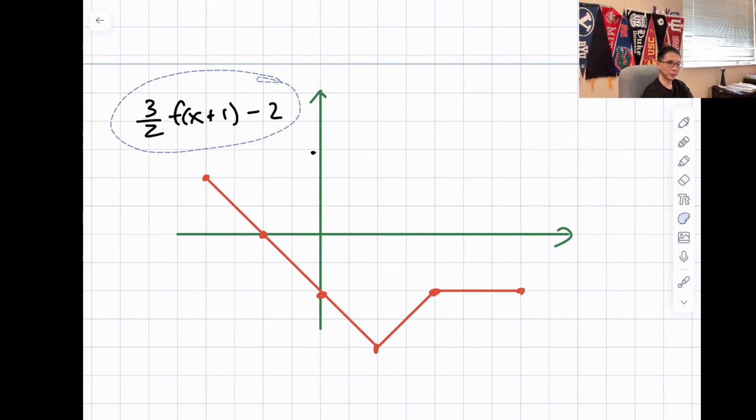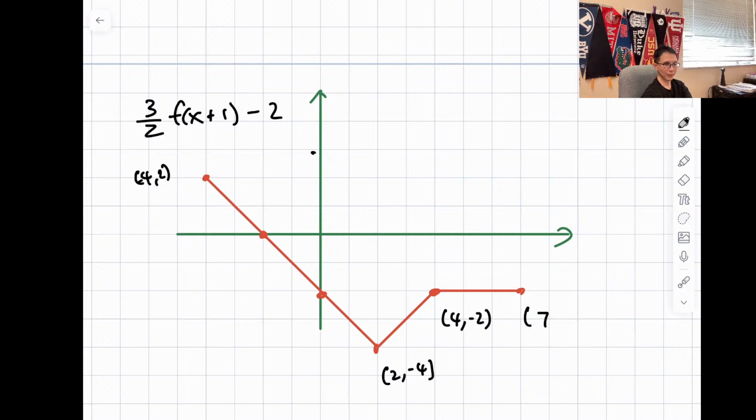So I'll write down these coordinates for you just in case. This one is -4, comma 2. And this one is 2, comma -4. And this one is 4, comma -2. And this one is 7, comma -2. -4, comma 2, 2, comma -4, 4, comma -2. And we're gonna call these A, B, C, D.